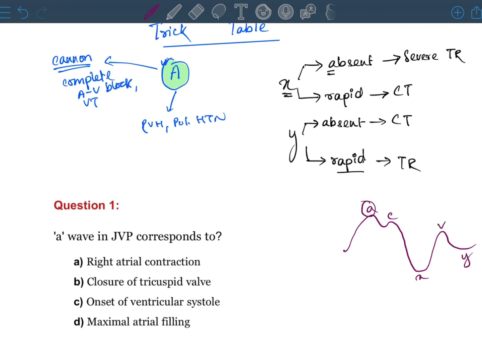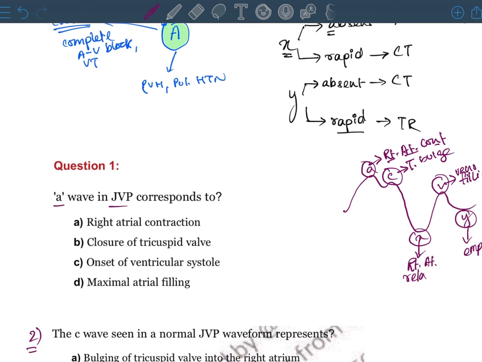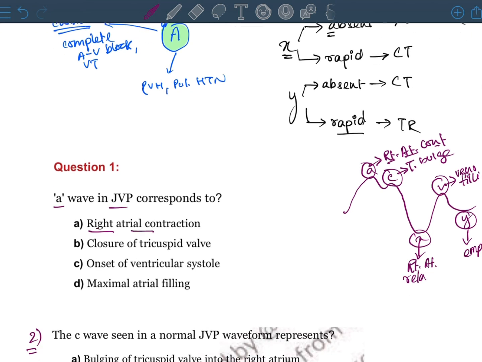So what does A stand for? A stands for right atrial contraction. C stands for tricuspid bulge. X stands for right atrial relaxation. V stands for venous filling, and Y stands for emptying. Simple. So the A wave in JVP corresponds to the first option, right atrial contraction.